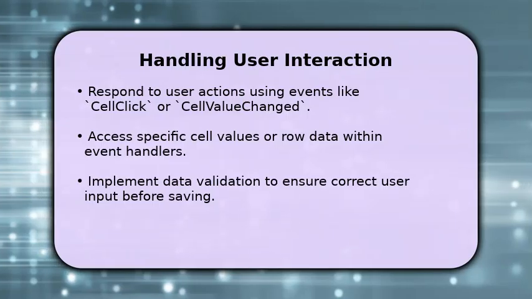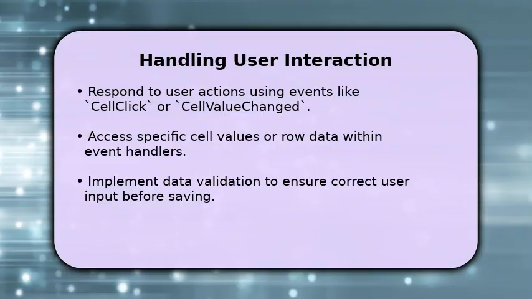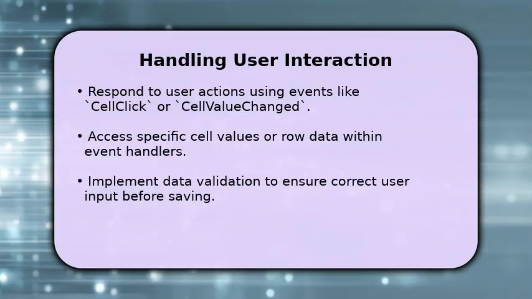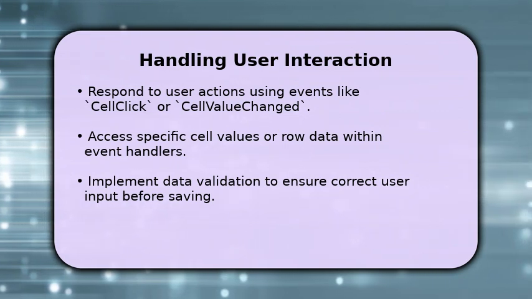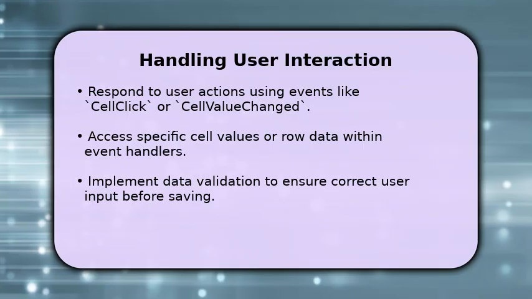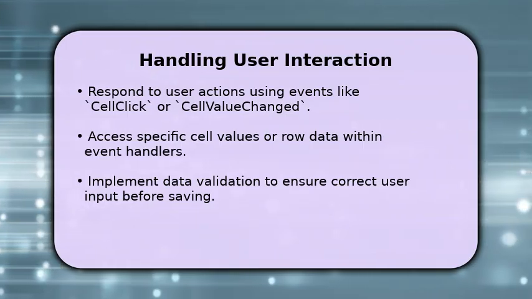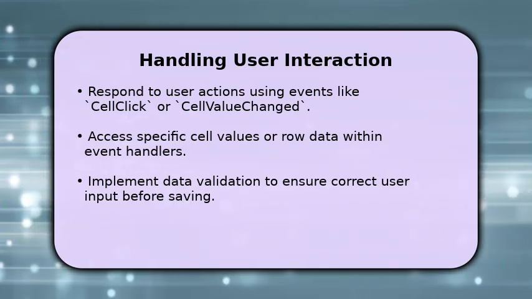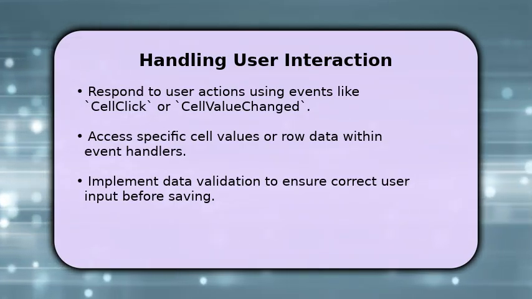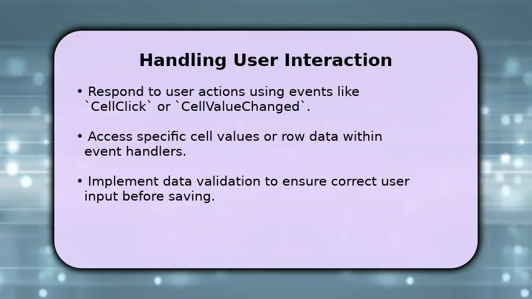Interacting with your DataGridView is crucial for dynamic applications. You can capture user actions through various events, such as CellClick when a user clicks a cell, or CellValueChanged when data is modified. Within these event handlers, you can easily access specific cell values or entire row data. Additionally, implement data validation to ensure that any user input meets your criteria before it is processed or saved, making your application robust and reliable.